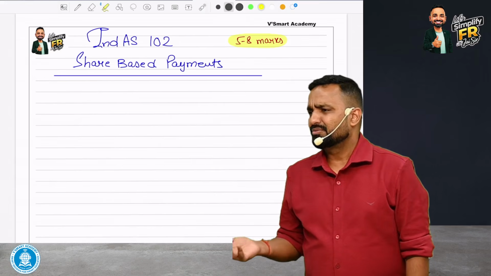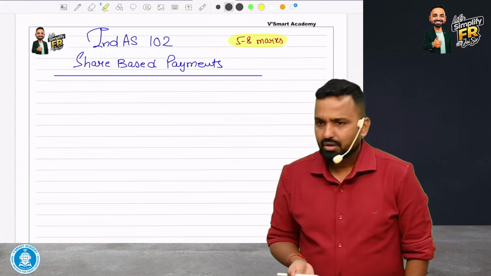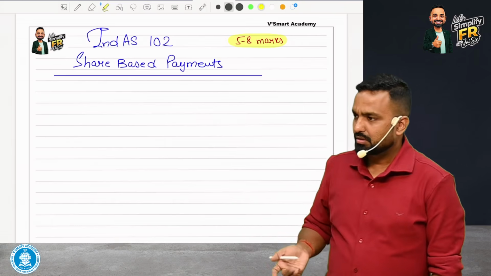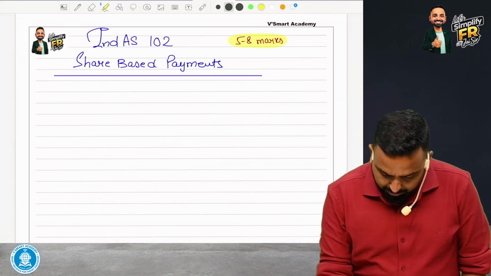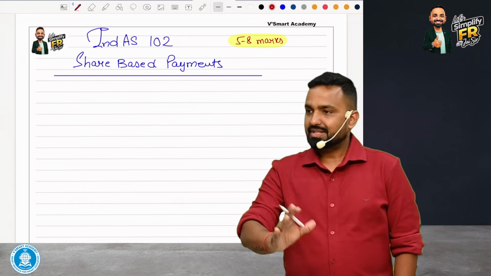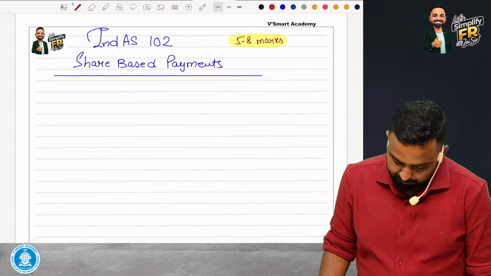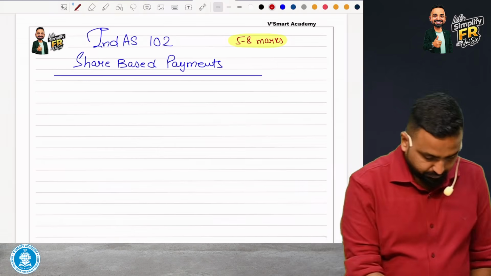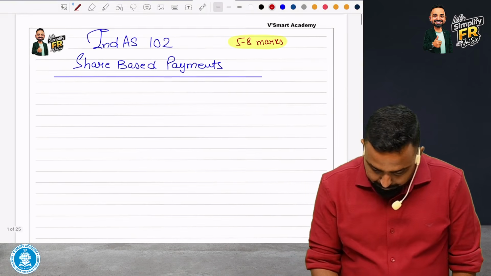MCQ always comes with 2 marks. Any chapter, it is two questions of 2 marks. So in descriptive, it may come as a 5 mark question, 6 mark question, 7 mark question, 8 mark question. Share based payment.